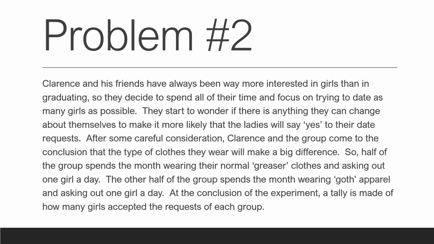After some careful consideration, Clarence and the group come to the conclusion that the type of clothes they wear will make a big difference. So half of the group spends the month wearing their normal greaser clothes and asking one girl a day. The other half of the group spends the month wearing goth apparel and asking out one girl a day. At the conclusion of the experiment, a tally is made of how many girls accepted the requests of each group.